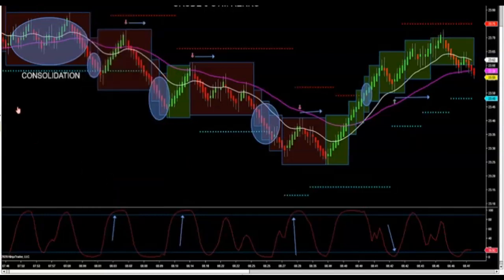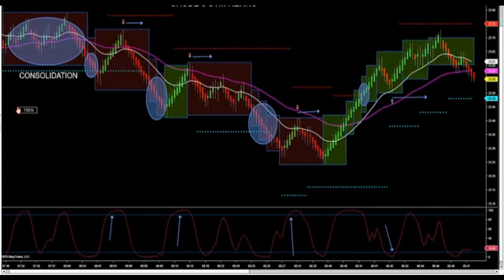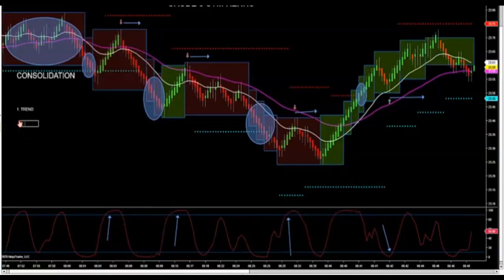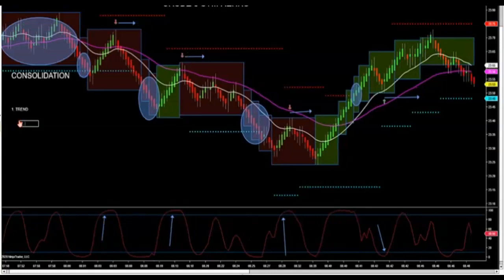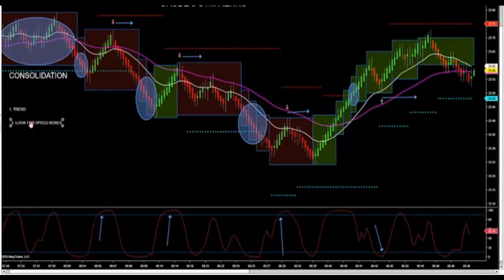How we can look at it as traders then is we can put this into a methodology. One, very simple, we find the trend. What's the trend? Two, after we find the trend, trend's down, look for speed boxes. Three, look for the full retracement. One, two, three. Trend. That's typically what we try to do every day.